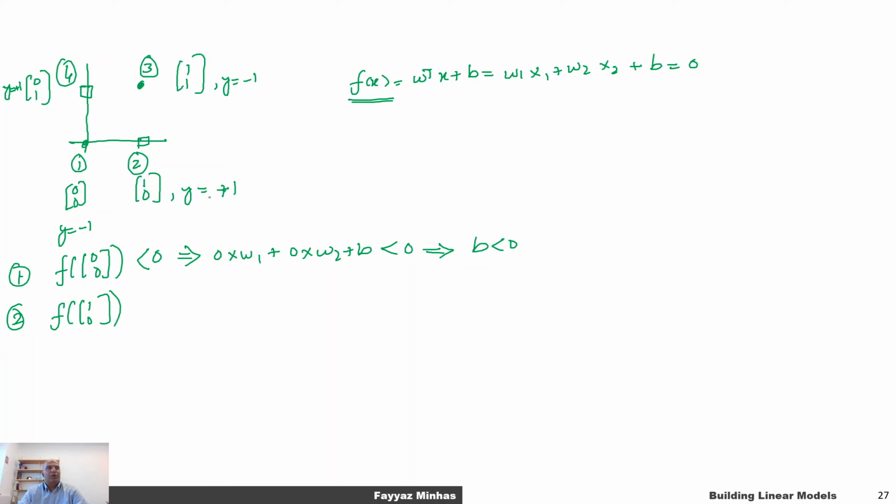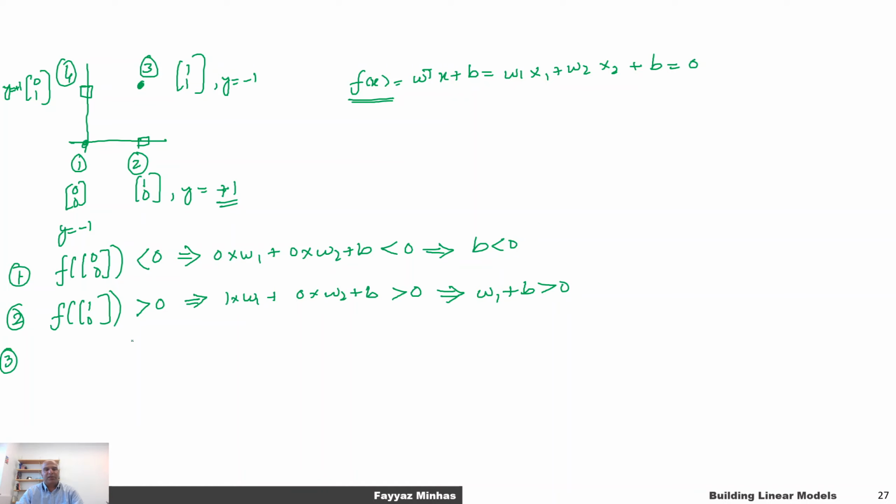Okay? And we can do this for the second point as well, which is f of (1, 0), but we want this point to be above the line because its corresponding label is positive. If you put in the values, we want w1 plus 0 times w2 plus b to be greater than 0. And what that means is w1 plus b is greater than 0. So each of these points is going to give us a set of constraints.